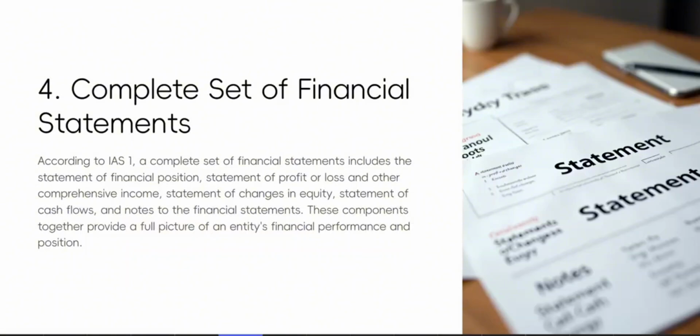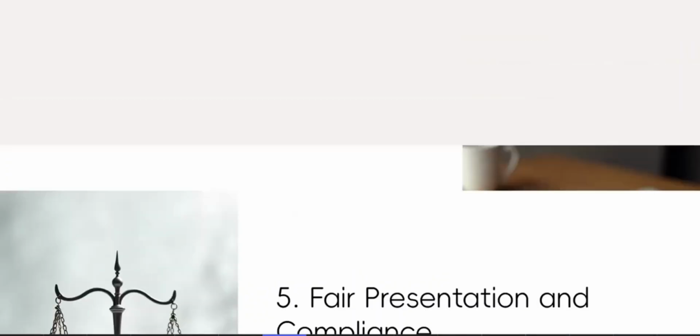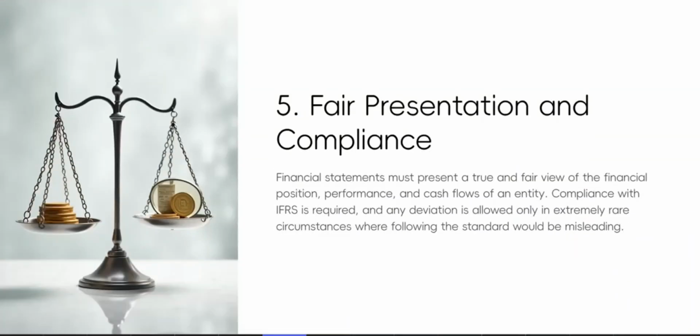Now let's move to one of the most important concepts, which is fair presentation and compliance. IAS 1 requires that financial statements must present a true and fair view of the company's financial position. This means the information should not be misleading. Companies must follow IFRS standards properly, and only in a very rare situation can they deviate, but they must clearly explain the reason. Now let's talk about some key assumptions.